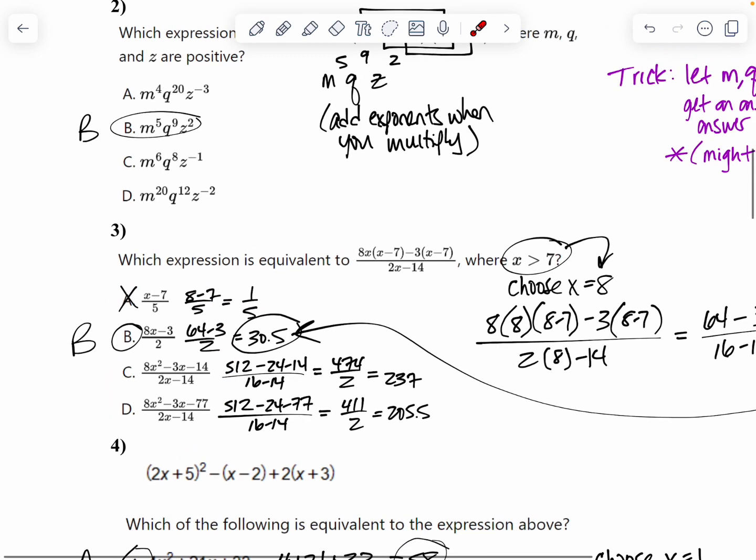But this is kind of an intimidating question for most of my students. So what if I picked a number that falls within this requirement?